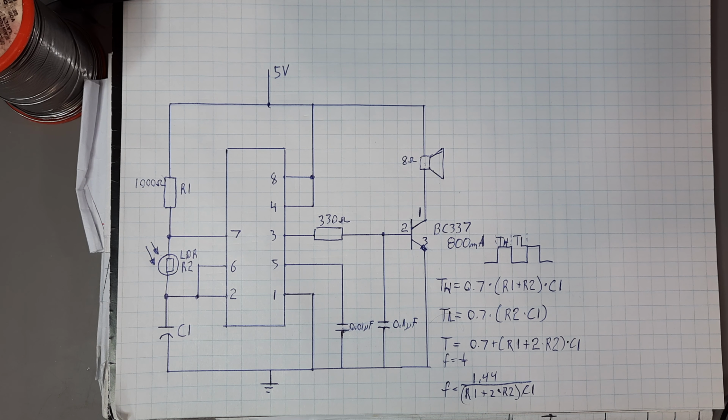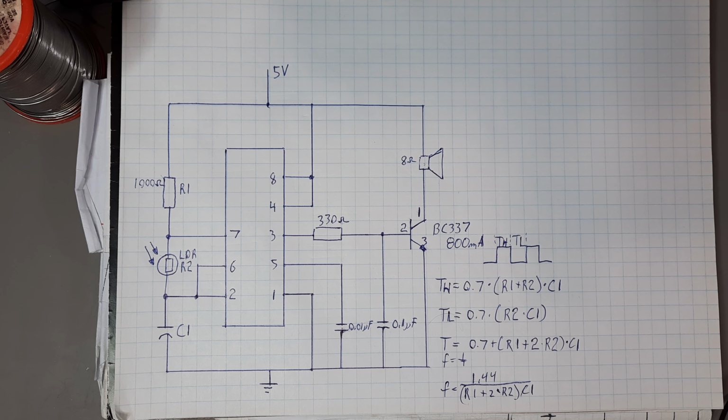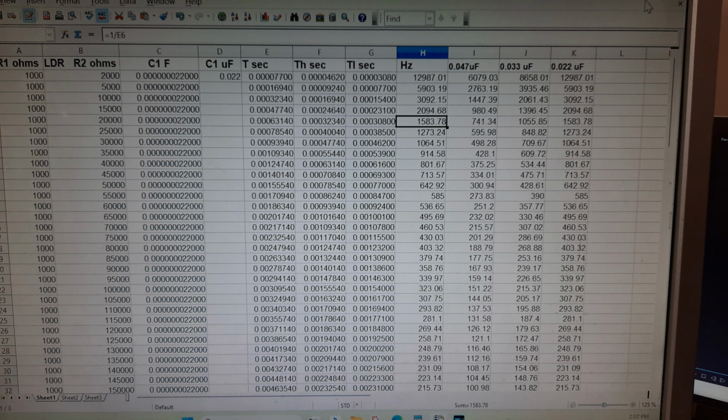So, let me get to the spreadsheet. So here's the spreadsheet. I used 1,000 ohms for R1 for all of these calculations. You can change that, though I've read that apparently 1,000's about the lower limit you want to use there. For the LDR, which is R2, I set the first value at 2,000 and I went up very rapidly in the resistance.